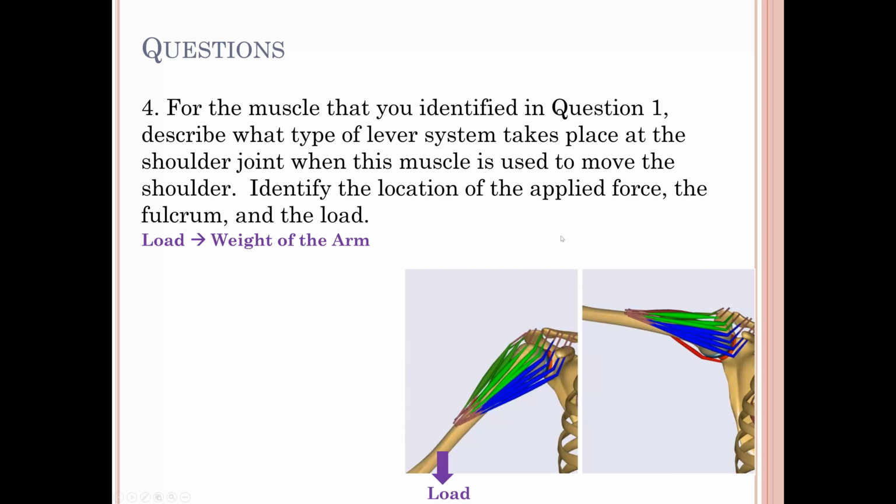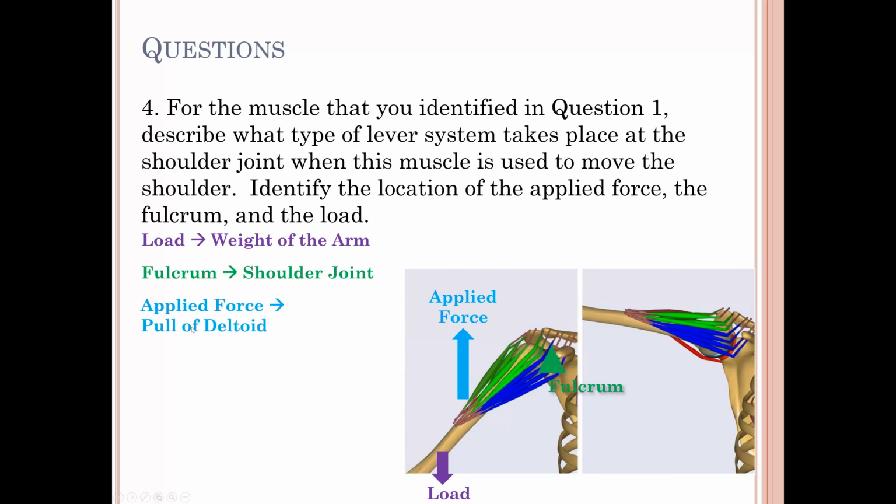So first, if we identify the load would be the weight of the arm, and that's shown here with the purple arrow. The fulcrum is shown here. This would be the shoulder joint. The fulcrum is the fixed point around which we are getting movement. And then the applied force would be the pull of the deltoid, and the applied force is really being applied to the area where the muscle inserts, which in this case is on the humerus. So this is the direction of the applied force. So now that I've identified the load, the applied force, and the fulcrum, I look to see which is in the middle, and I see that the applied force is in between the load and the fulcrum.